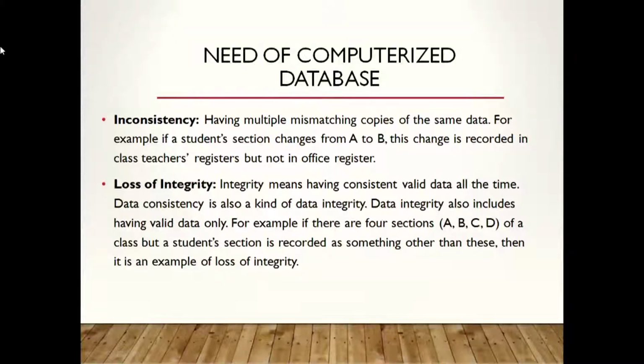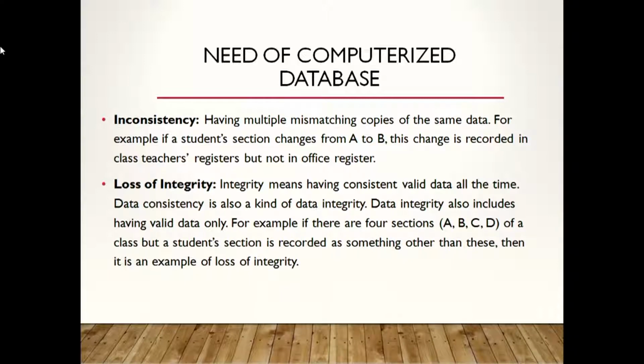The second problem which we face is inconsistency, which means having multiple mismatching copies of the same data. If a student's section changes from A to B, this change is recorded only in the class teacher's register but not in the office registers. Suppose Ram is a student currently in 10th A. His record is with the class teacher, in the office, and also in the sports file. There is a file which has the students list according to the sports which they have taken as their hobby.